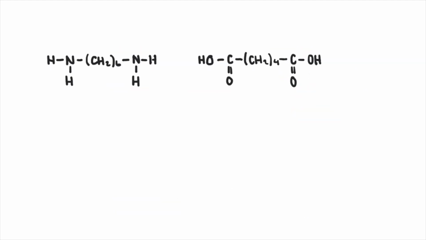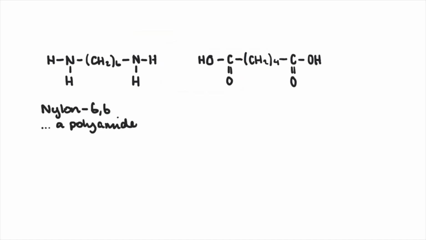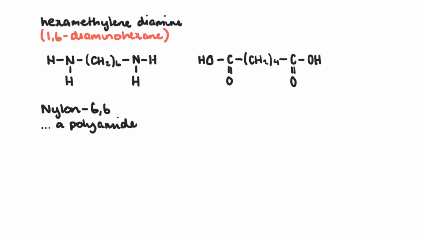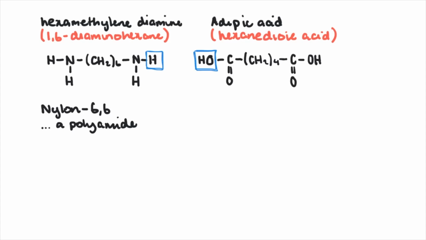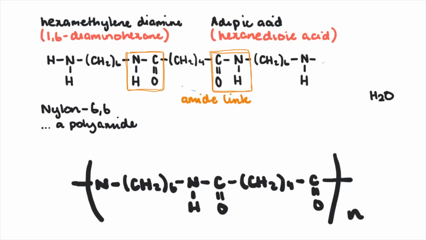Polyamides can also be formed from two different monomers as long as the functional groups are aligned in a way that the amine group of one monomer is next to the carboxyl group of the other monomer. So in the case of nylon 6,6, hexamethylene diamine, aka 1,6-diaminohexane, joins with adipic acid, aka hexanedioic acid. These come off to form water, and these join here, and so on. This is the abbreviated form.